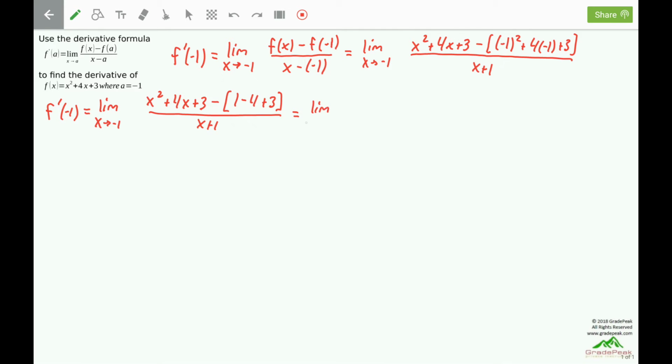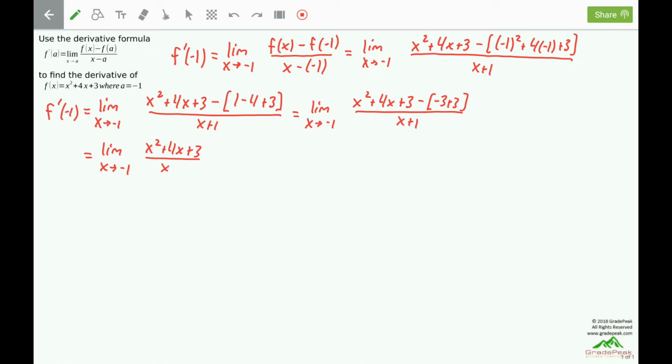So we have the limit as x goes to negative 1 of x squared plus 4x plus 3 minus, in the square brackets, 1 minus 4 is negative 3, and then plus 3. Those will come out to 0. And that means we will have the limit as x goes to negative 1 of x squared plus 4x plus 3 over x plus 1.